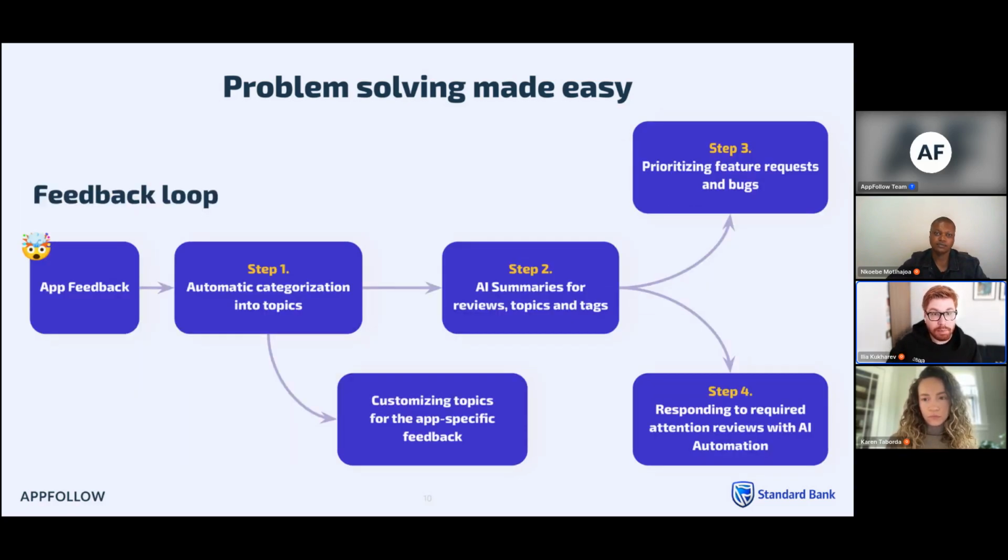So our feedback loop, I call it this way, is designed to bring app feedback management to the next level. We all start with the app feedback, a huge amount of user feedback coming in. And we automatically categorize it into topics to identify the key issues. As the next step, AI summaries analyze thousands of reviews and provide you with actionable insights. These insights can inform development strategies and ensure that you're directly addressing the user needs.